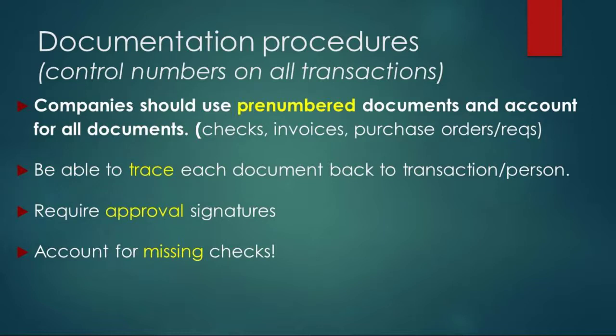And it's so simple. Documentation procedures: control numbers on all transactions. Any transaction that happens, any journal entry, any invoice, any purchase order, should be numbered and accounted for. If money moves around, there should be a way to trace each document back to a transaction and the person who approved it. There should be approvals granted, either in the form of actual signatures or electronic signatures. Companies use checks, so account for all your checks. If a check is missing, all somebody has to do is write the check and the company will have to pay the bill. Of course, if it's fraud, there are opportunities to sue the person who committed fraud and to recover that money.